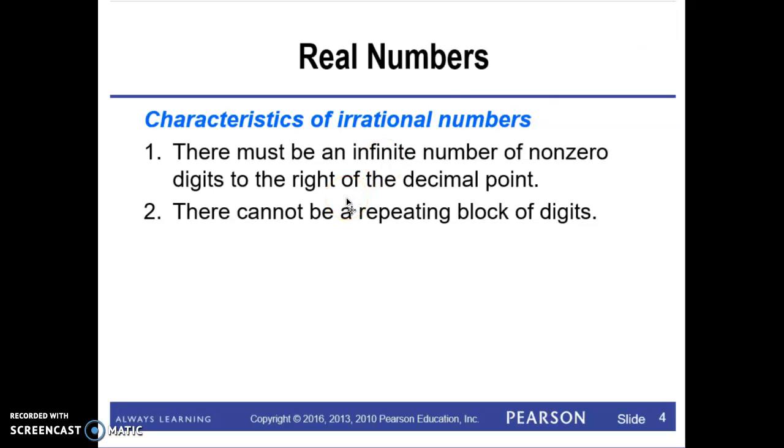Okay, some characteristics of irrational numbers. First of all, there is an infinite number of non-zero digits to the right of the decimal point. That just means it goes on and on forever. It never ends. And also, there cannot be a repeating block of digits. If there were, it would be a repeating decimal, and repeating decimals are rational. Irrational numbers never end and also never repeat after the decimal.